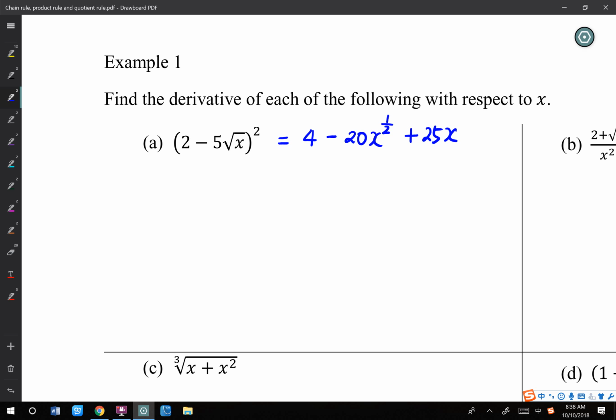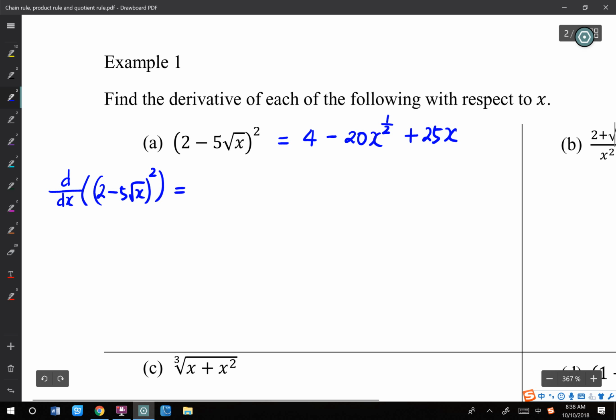Okay, we can expand it. And then I can say d/dx of (2 minus 5 root x) squared equals negative 10 x to the power of minus a half plus 25. I can rearrange it a little bit. That's 25 minus 10 over square root x. I can have this result.